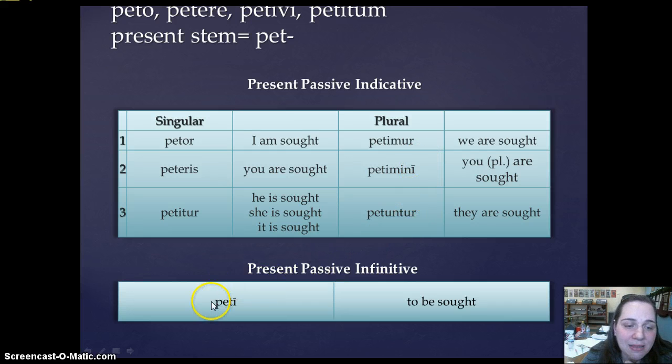Now, to get the present passive infinitive, you have to remove the entire -ere and replace it with an I, which gives you peti, which means to be sought. All right. Make sure that you've taken very good notes on this.